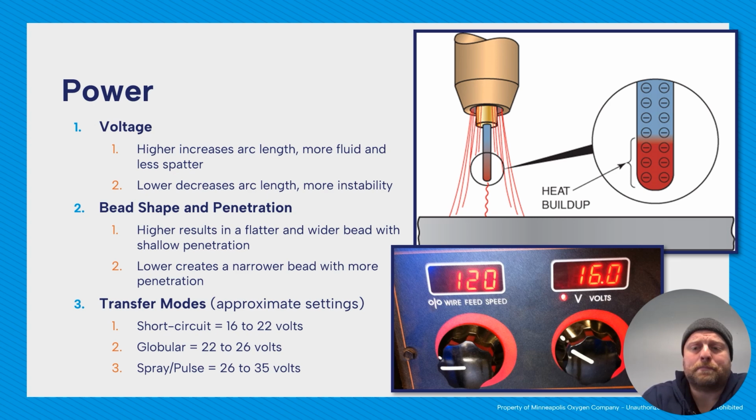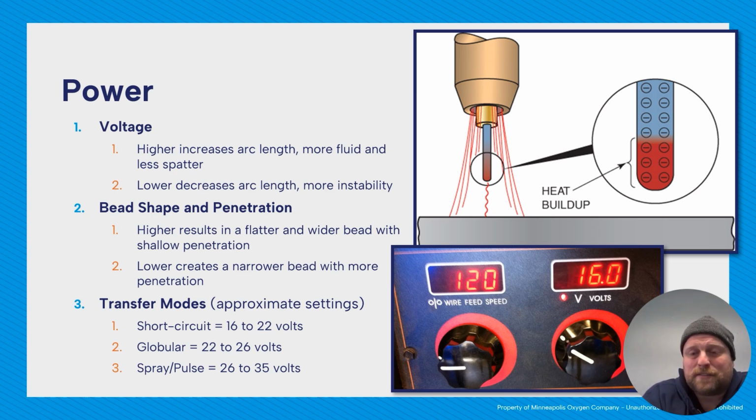So to start off with power, your voltage. The higher voltage you have, more arc length, more fluid, less spatter in the weld. Lower voltage, smaller arc length, more instability. For bead shape and penetration, higher voltage, flatter, wider bead, shallower penetration. Lower voltage, narrower bead, more penetration.